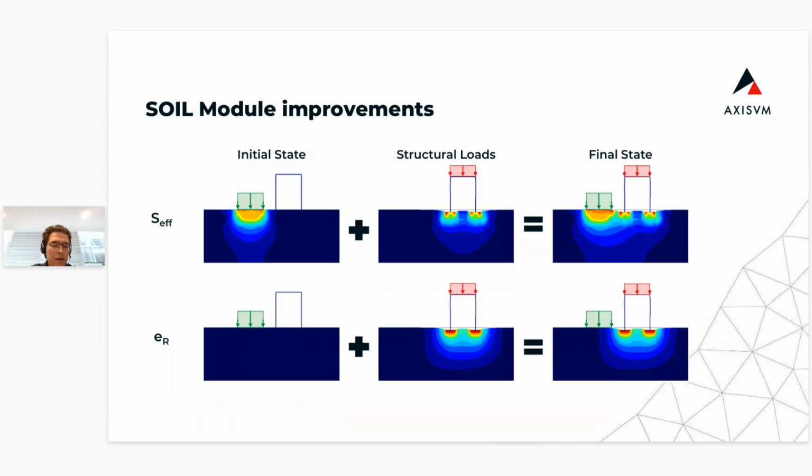The final state can be obtained by adding the effect of both actions. In the final state, it is visible that from the initial state, stresses develop in the soil, but deformation does not occur.